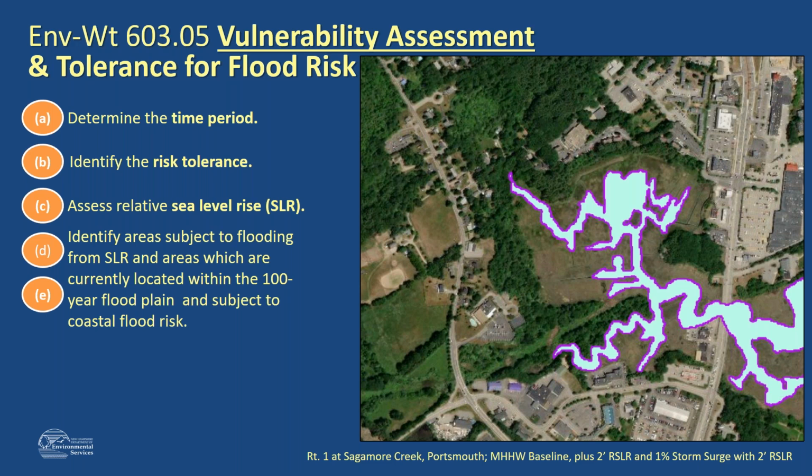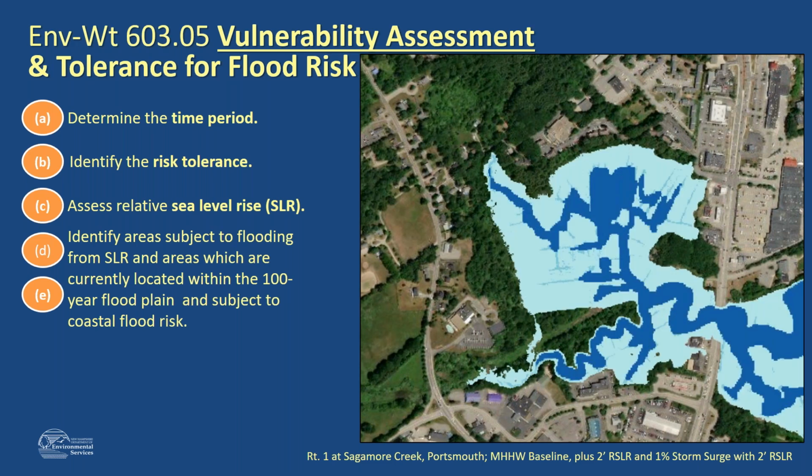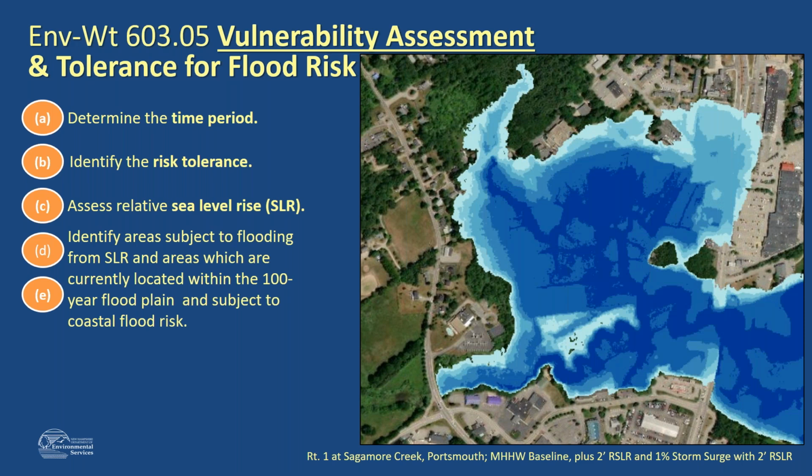So with that information, you'll also want to look at your project in the context of the landscape in your site and identify areas on your site that will be subject to flooding from that sea level rise scenario, and areas which are currently located within the 100-year floodplain and subject to coastal flood risk. So these images show first the current day mean higher high water boundary outlined in the purple there, shaded in filled with the blue. This is the 2-foot relative sea level rise scenario without storm surge, and the 2-foot sea level rise scenario in the event of a 100-year storm event.